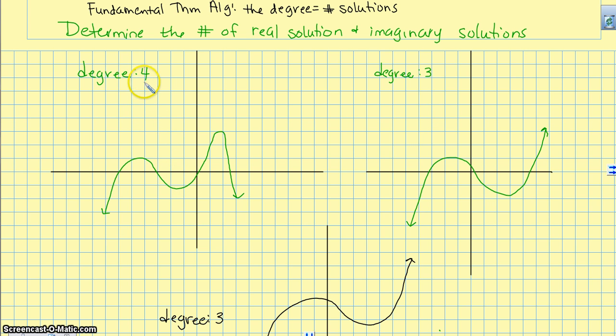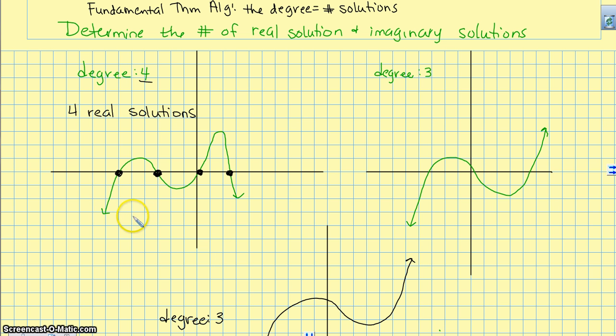This one is telling us that this is a degree of 4. Let's count up how many times it hits the x-axis. There's 1, there's 2, there's 3, there's 4. If our degree is 4, we have to have 4 solutions. Now, because I can see all 4 of them, they're all real. So this would be 4 real solutions. All 4 of them are real.